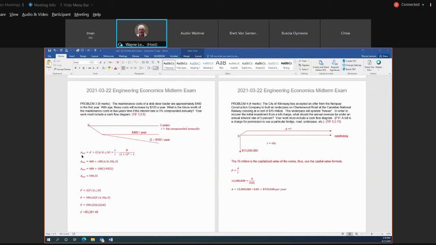Some people calculated the total annuity and felt, I guess, that was the end of the question, and they never took the annuity and determined its equivalency at 5 years into the future. So they ignored this. So they would lose 4 marks if that happened here. There would be no work showing here.